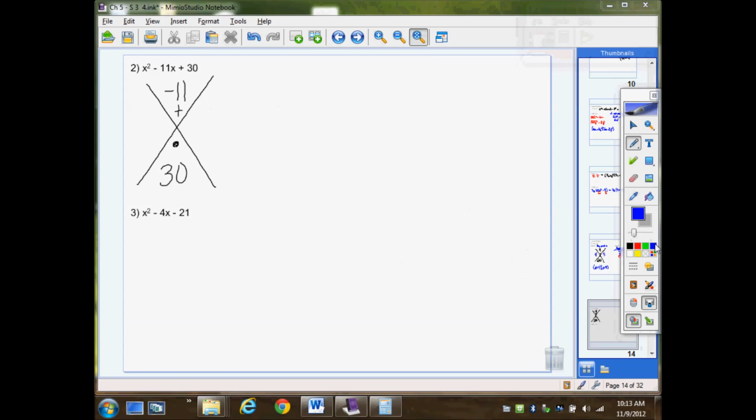Looking for two numbers. When I multiply them, I will get 30, and when I add them, I will get negative 11. Okay, let me give you a hint. If I have a positive product and a negative sum, that means my two factors are both going to be negative.